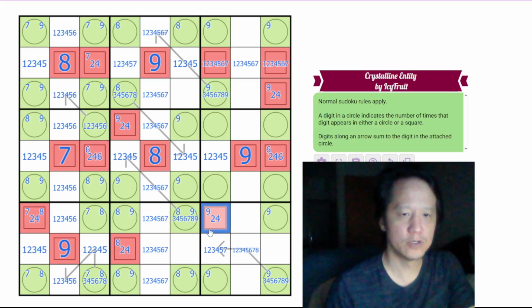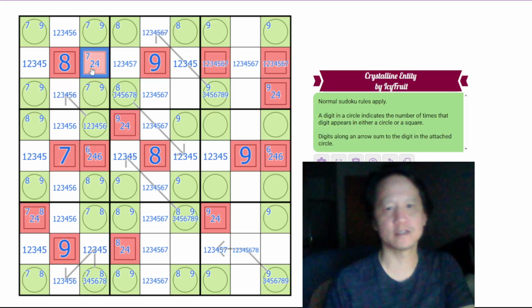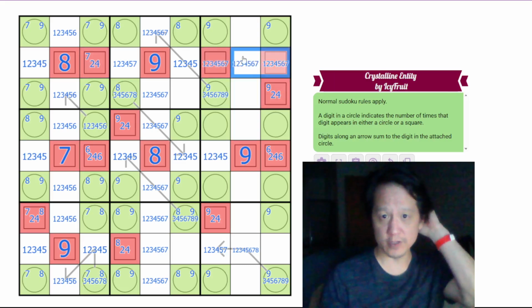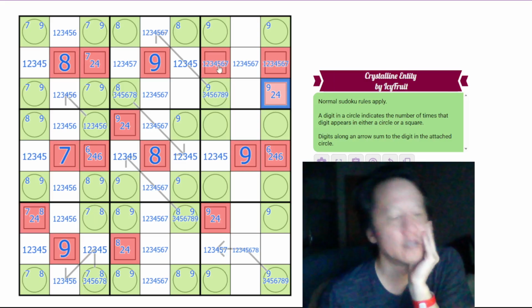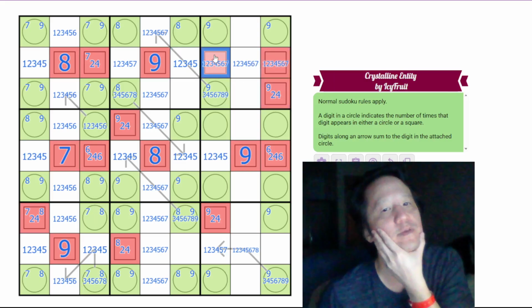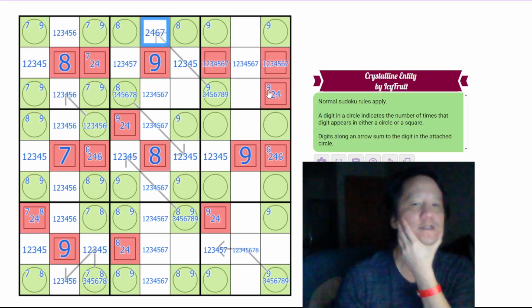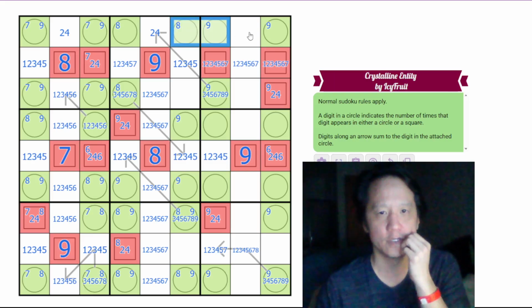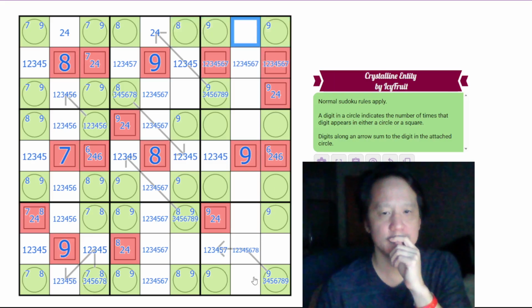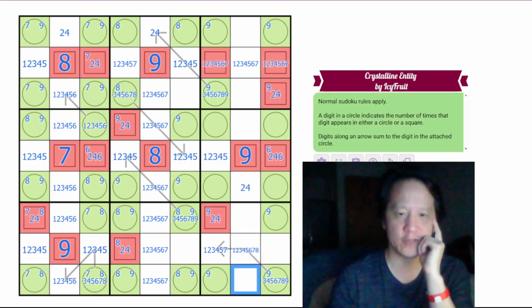2, 3. So 1 here. 2, 3, 4, 5, 6. And then 2 out of these 4. Oh, that's interesting. That means 2 out of these 3 have to be 2 and 4, which means this cannot be 2 and 4. That would guarantee this was 2 and 4, and this is 2 and 4, right? To not be in circles, because it can't be here. Therefore, this is 2 and 4, and this is 2 and 4.